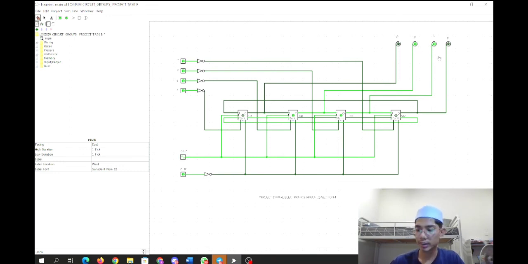So for the last line, number 15, the clock will be closed and opened again, and the output will be 0, 0, 1, 1. The number 1 is at output C and D.